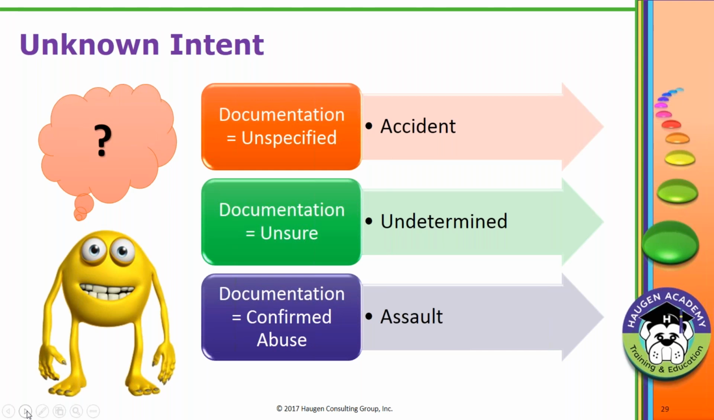We try to give you that on this slide, to break it down a little more simply. So documentation is unspecified for that accident, okay? If the documentation says something like they're unsure of it, then we would code it to undetermined. And if the documentation says it's a confirmed abuse, they're indicating that abuse has occurred, then we will code it to assault. Okay.